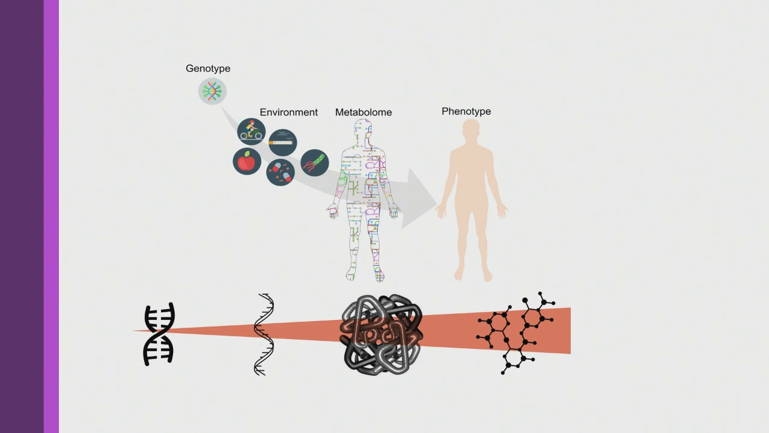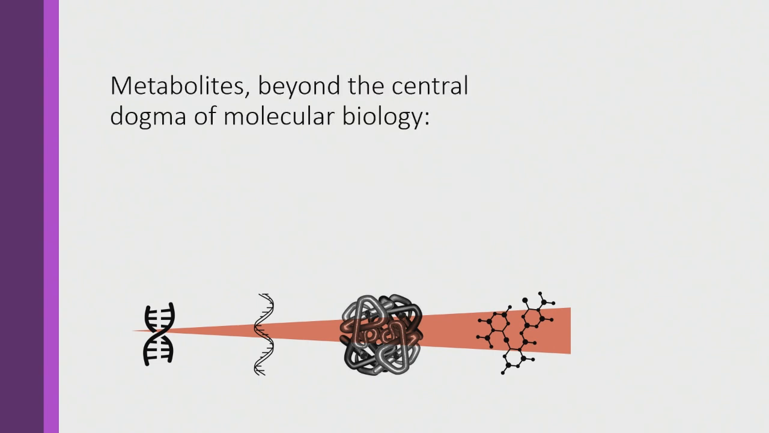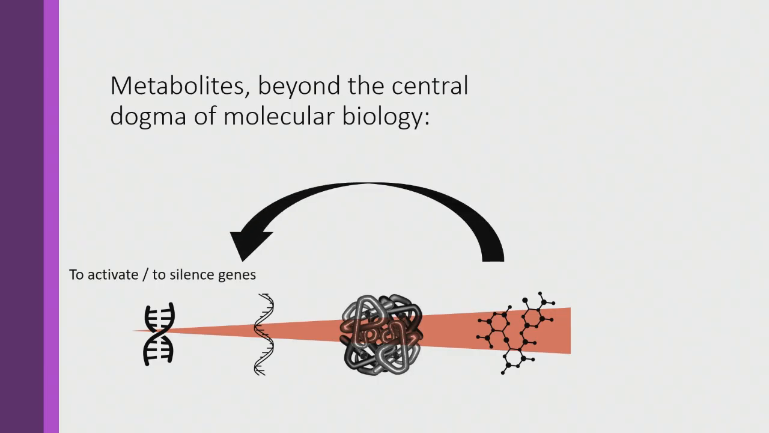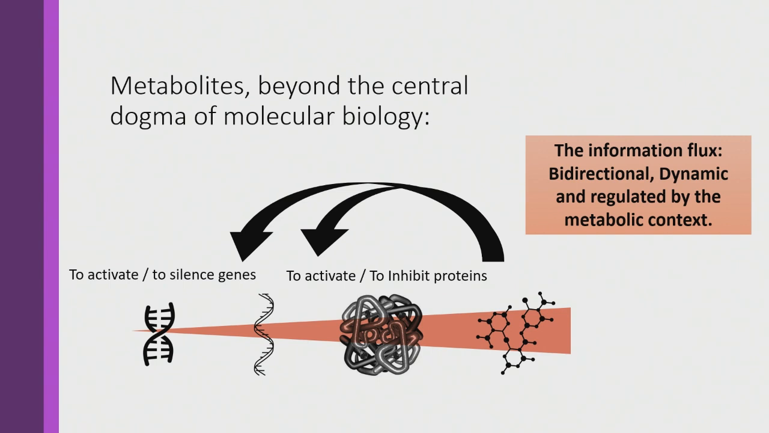But we have to go farther than the central dogma, and think about a closed system in the sense that the metabolites also have actions regulating these genes, activating or silencing them, or activating or inhibiting the synthesis of these proteins. So at the end, all our metabolism is acting as a system. And from this point of view, omic science appears in the sense that the information is bidirectional, integrated, dynamic and highly regulated by the metabolic context.